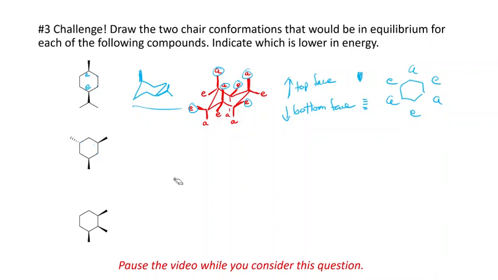If we started the other way, and we happen to choose this one over here and said, I'm going to make this one equatorial, then we'd go equatorial, axial, equatorial on the same side, but this is the opposite side, so that's axial, and now equatorial, axial on the same side.